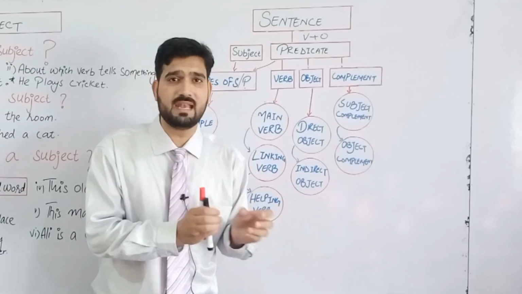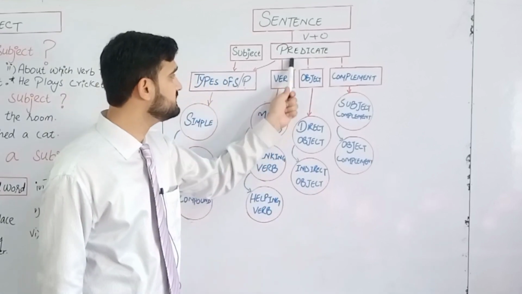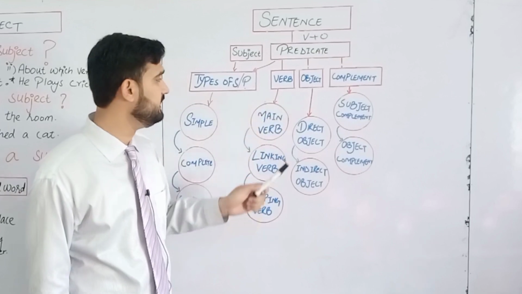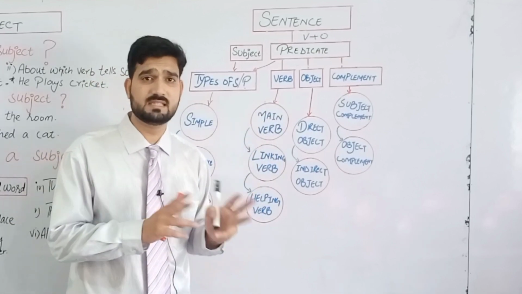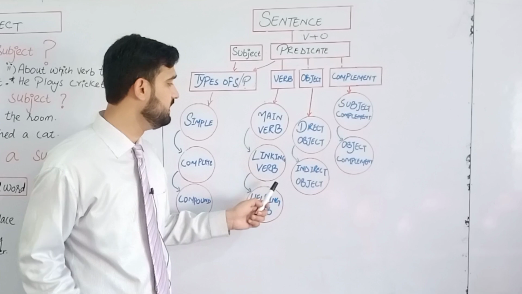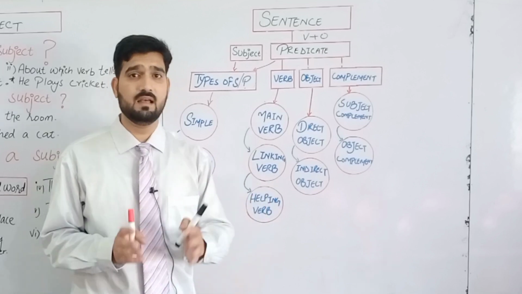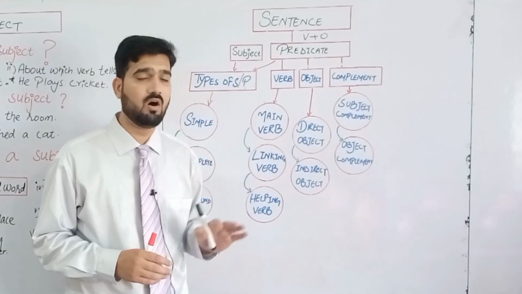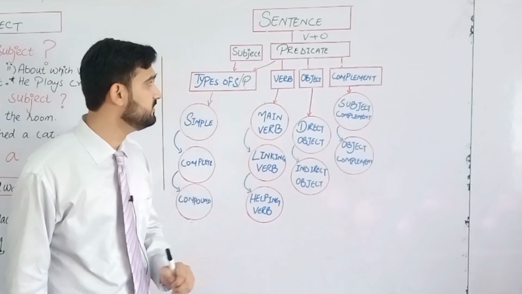On the other hand, the predicate section is subdivided into three main categories. For example, one is the verb. The verb category is further divided into three subcategories: the main verb, the linking verb, and the helping verb. In the next videos, we will analyze all these different types of verbs as well.